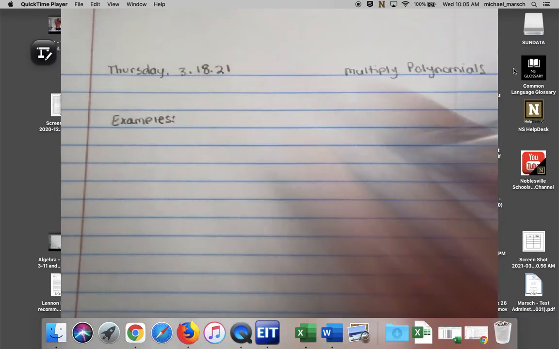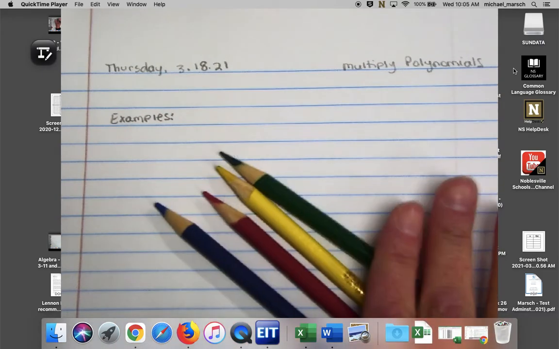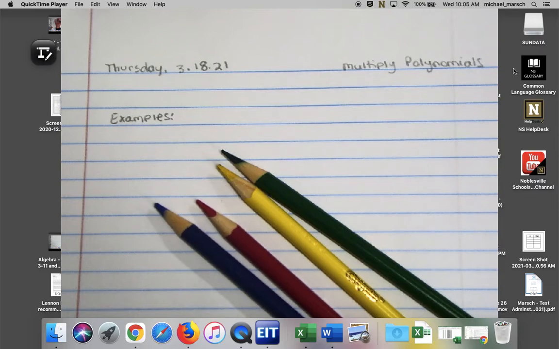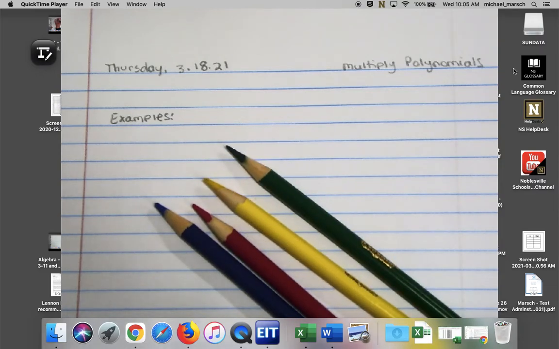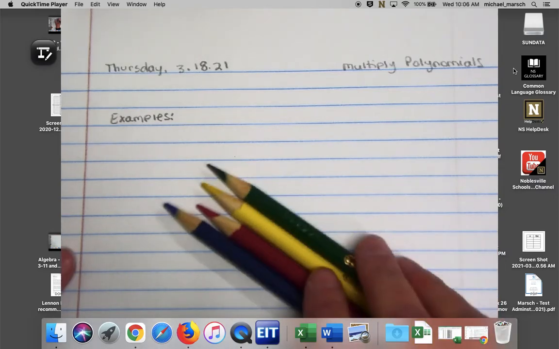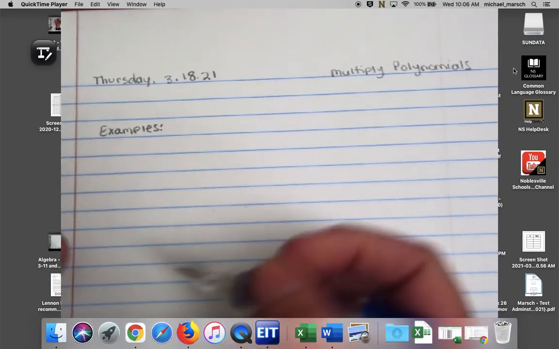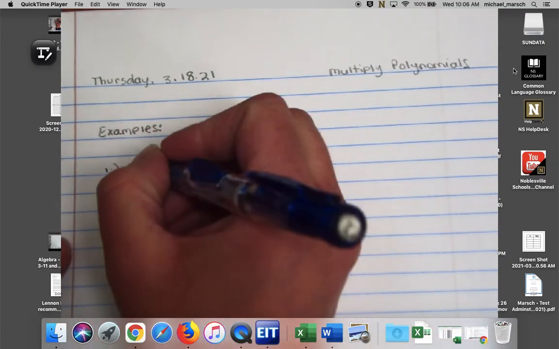Now, what I do need you guys to have is some colored pencils. I'm going to be using blue, red, yellow, and green. If you want to use different colors, that's fine. Just make sure that you coordinate, right, so that where you're coloring is the same as where I'm coloring for each specific color. Okay, so let's do a refresher.